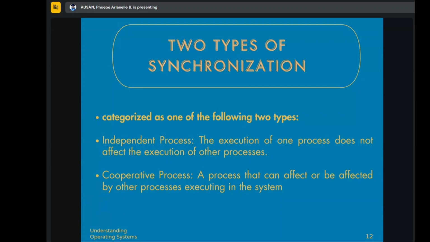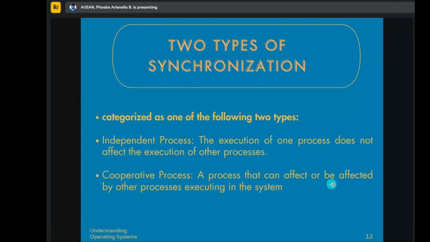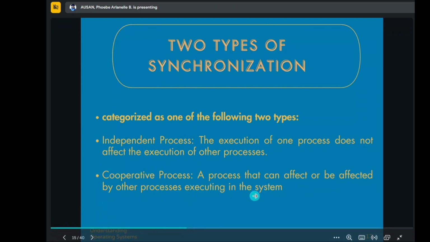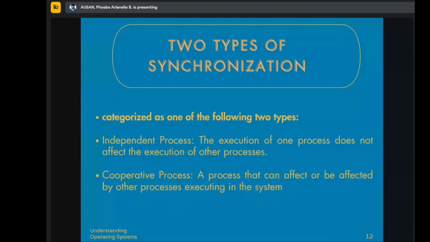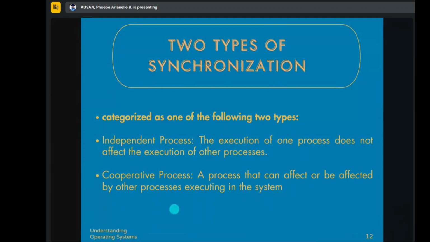Next is the cooperative process. A cooperative process is a process that can affect or be affected by other processes executing in the system. Unlike the independent process, cooperative processes typically rely on inter-process communication mechanisms such as shared memory, message passing, or synchronization primitives like semaphores or monitors. We'll discuss that later. They are used to exchange data, coordinate activities, and ensure mutual exclusion in accessing shared resources. Those are the two types of synchronization.